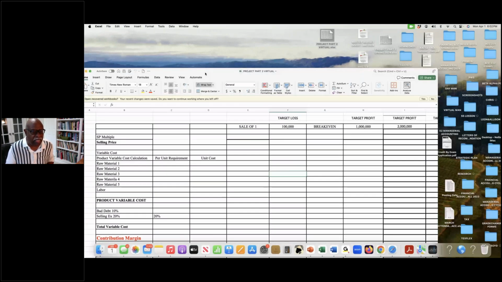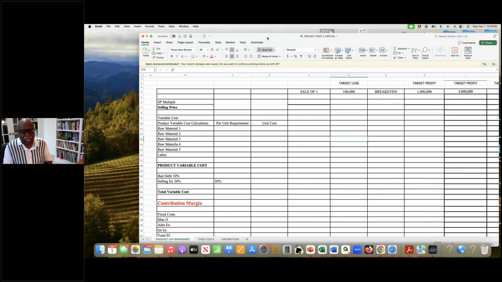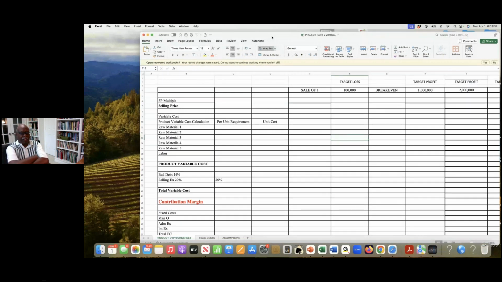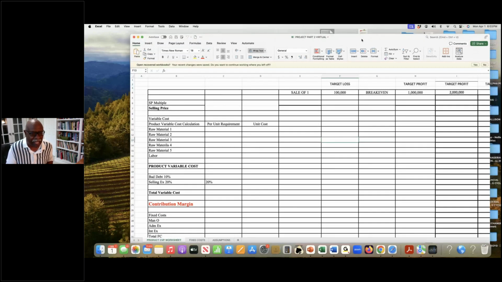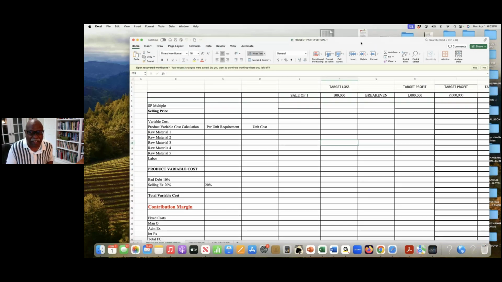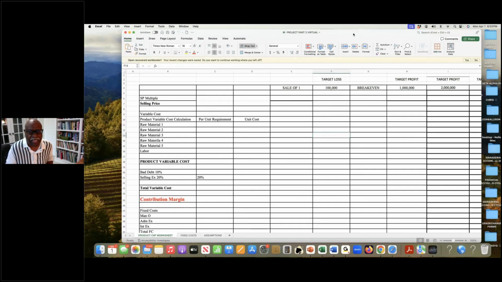And what we want to begin to do today is talk about the project part two. And of course, you should have your project made and looking good, all your costs and everything laid out. So what you're going to have to do on the project for part two is list all your raw materials or labor.